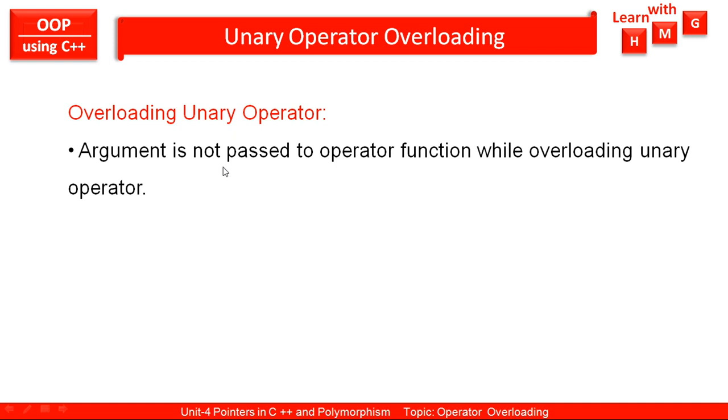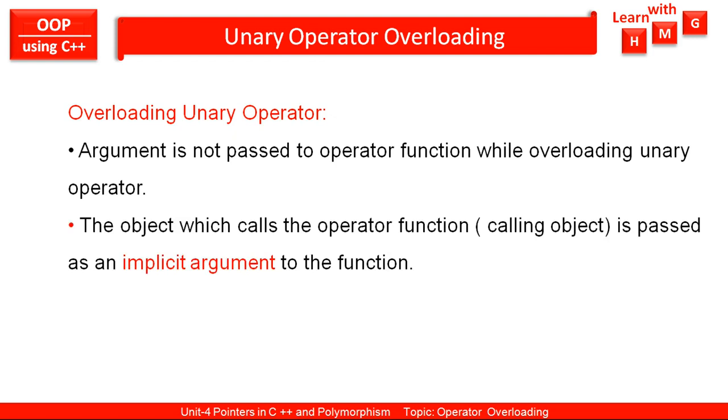Just as we have seen in the format, an argument is not passed to the operator function while overloading the unary operator. So whenever you are overloading a unary operator, there should not be any argument passed to that operator function. The object which calls the operator function: whatever operator function we have defined is a member of the class, and that member function will be called by the object.